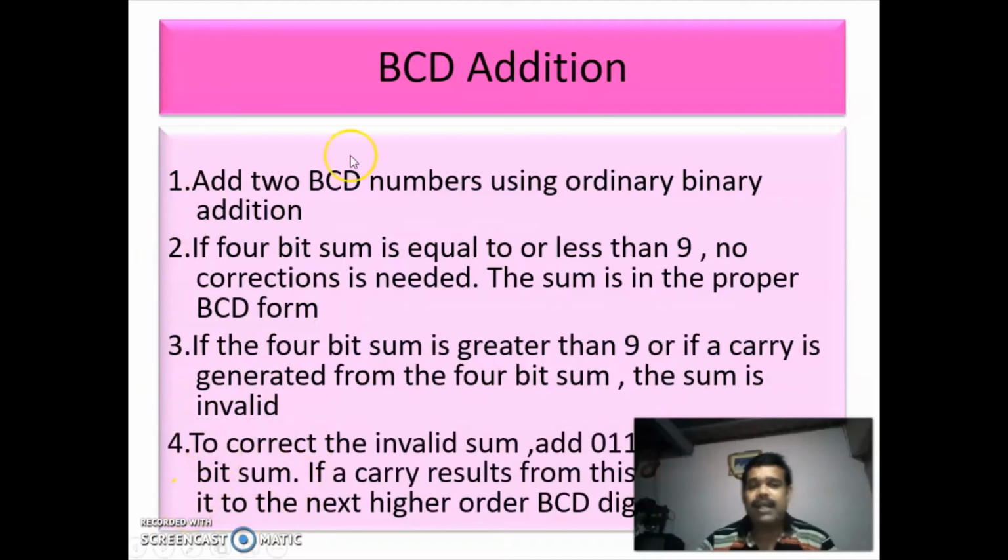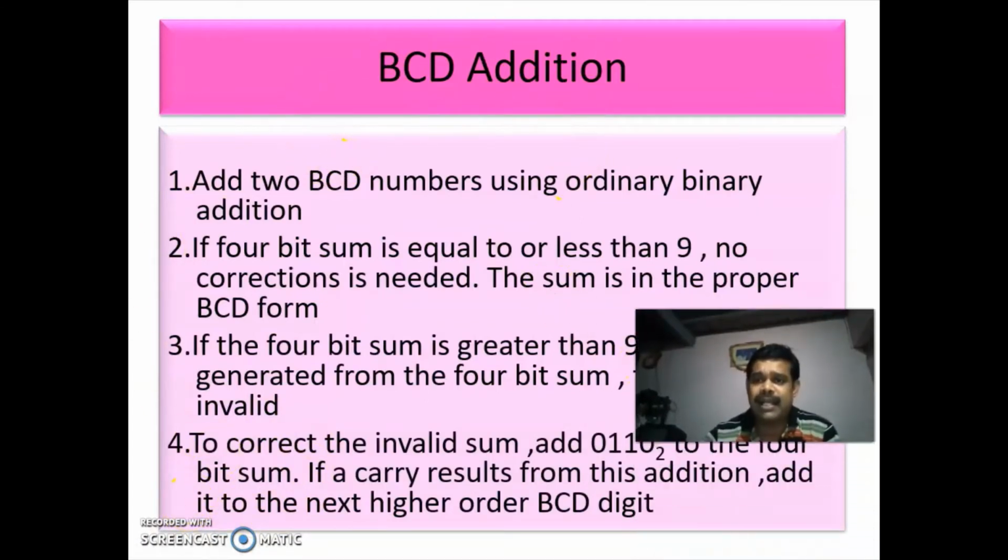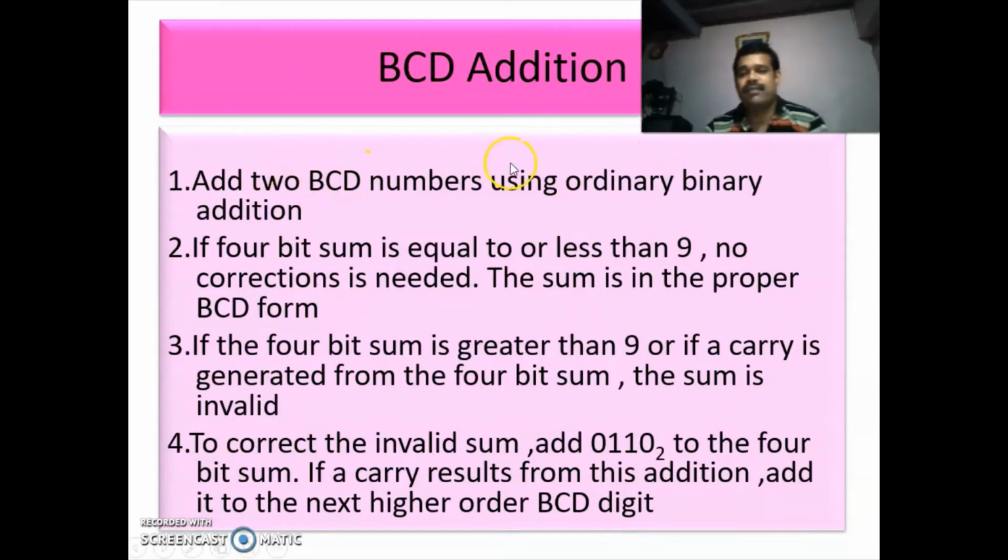So while designing this BCD adder, we have to consider all these things. First, we have to add two BCD numbers using ordinary binary addition. For that, we need a 4-bit adder. Then we have to check whether the sum is greater than 9 or less than or equal to 9. For that, we need a circuit.